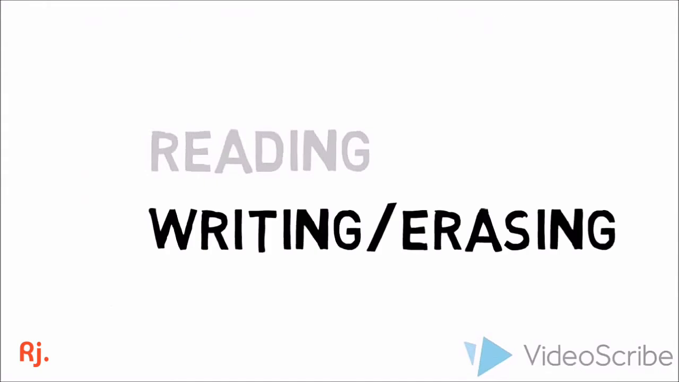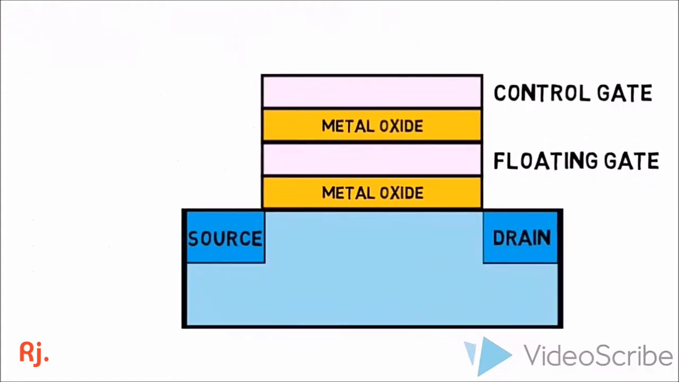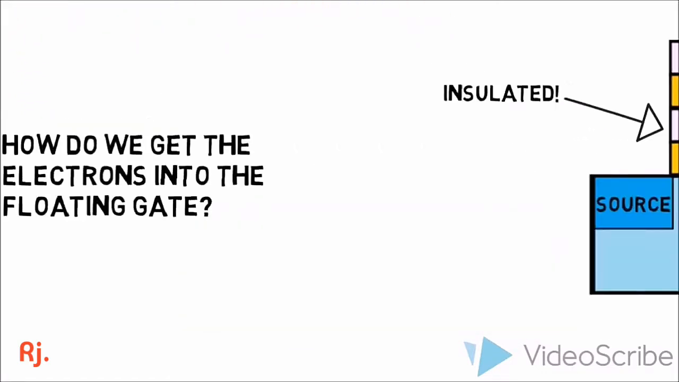Now, how is data written to the flash memory? Recall that the floating gate is insulated by layers of metal oxide. To write memory, we have to send charges through these oxide layers. How do we do that? The answer is quantum tunneling.